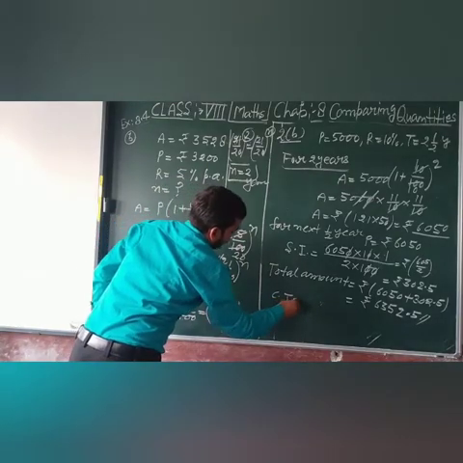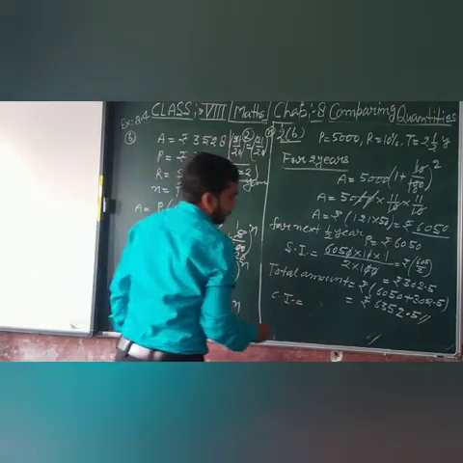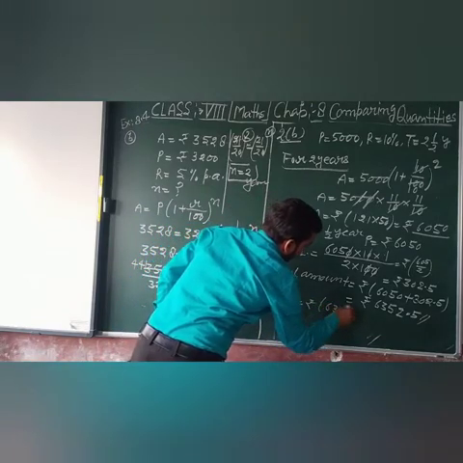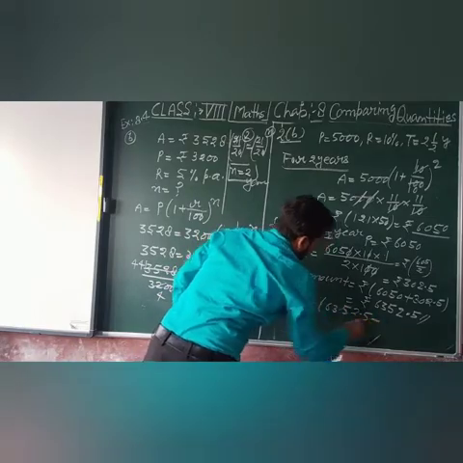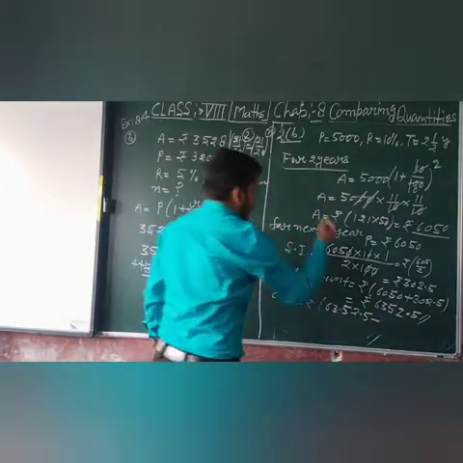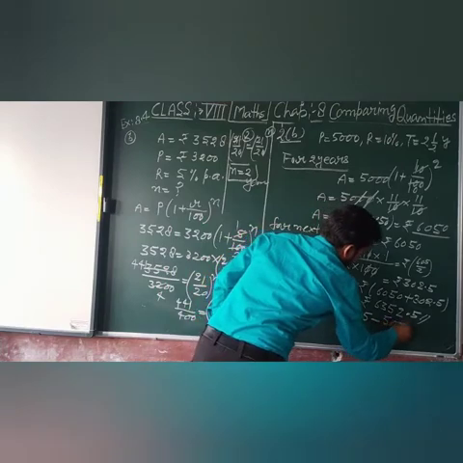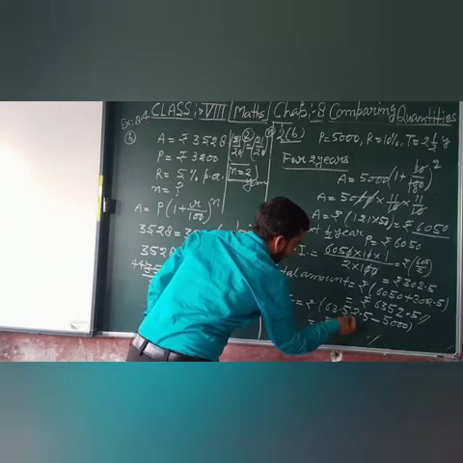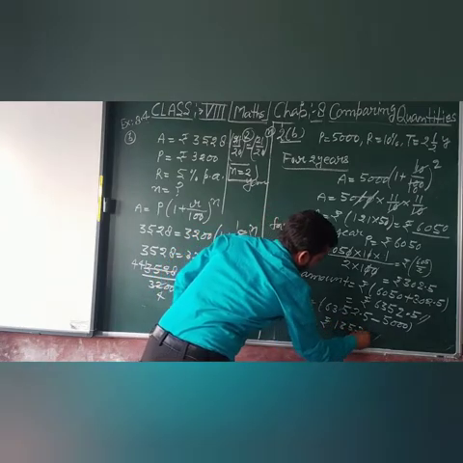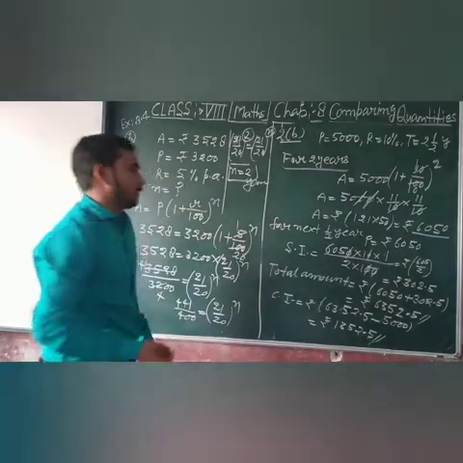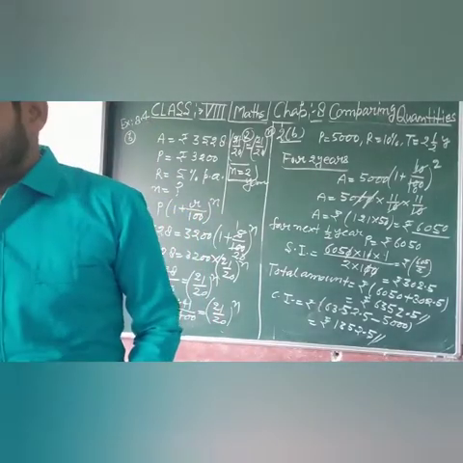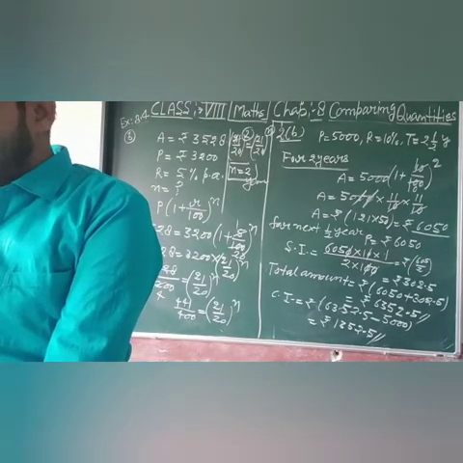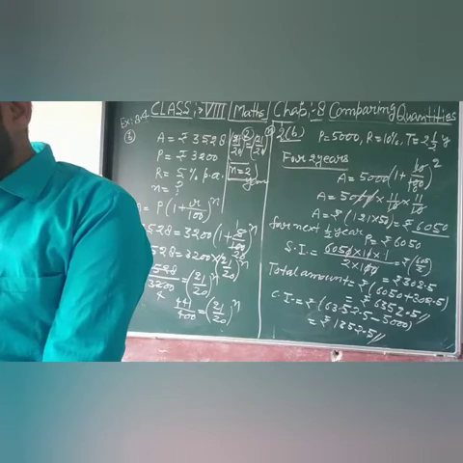and the compound interest is equal amount minus principal. So amount is 6352.5 minus principal is 5000. So we have 1352.5. That is your compound interest. So this time we have to solve when the time is given as a fraction.